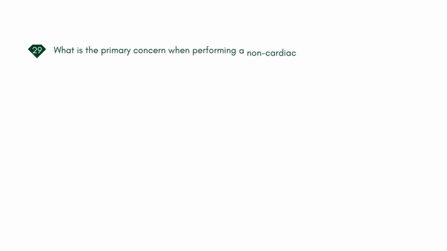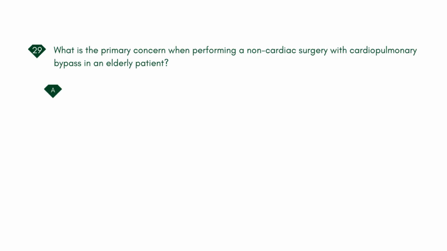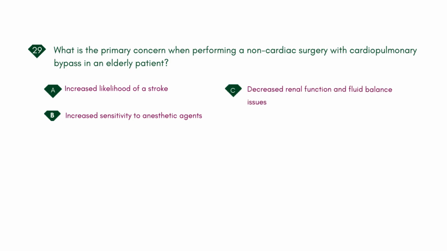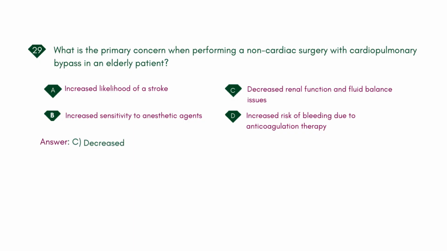What is the primary concern when performing a non-cardiac surgery with cardiopulmonary bypass in an elderly patient? A. Increased likelihood of a stroke. B. Increased sensitivity to anesthetic agents. C. Decreased renal function and fluid balance issues. D. Increased risk of bleeding due to anticoagulation therapy. Answer: C. Decreased renal function and fluid balance issues.